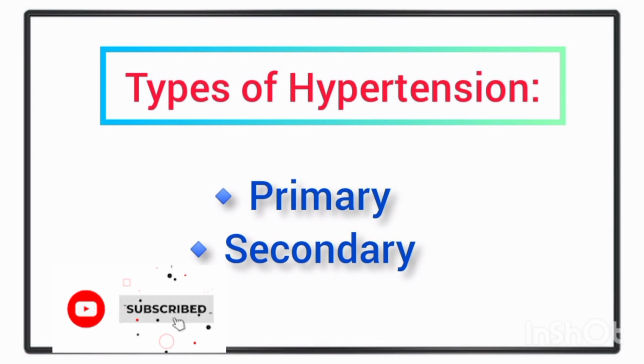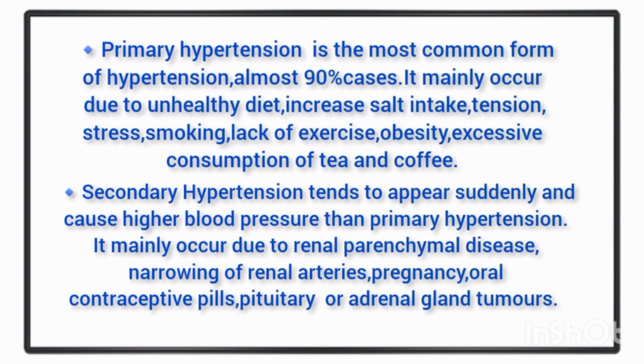Types of hypertension. Hypertension is of 2 types, primary and secondary, right? So primary hypertension is the most common form of hypertension. Almost 90% of people are affected by primary hypertension. It mainly occurs due to unhealthy diet, increased salt intake, tension, stress, smoking, lack of exercise, obesity, and excessive consumption of tea and coffee. Okay, so primary hypertension is the most common form of hypertension.